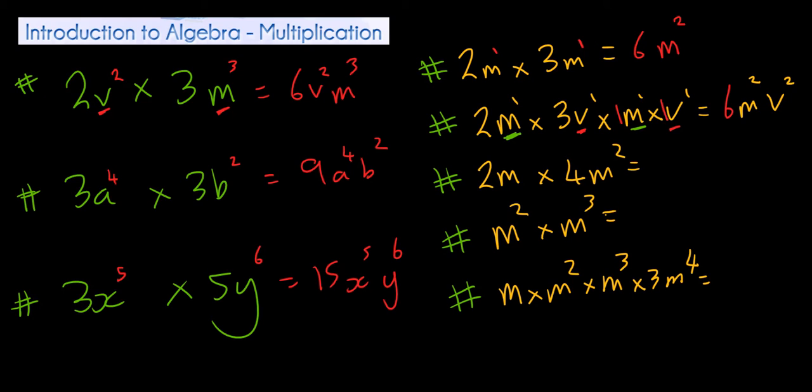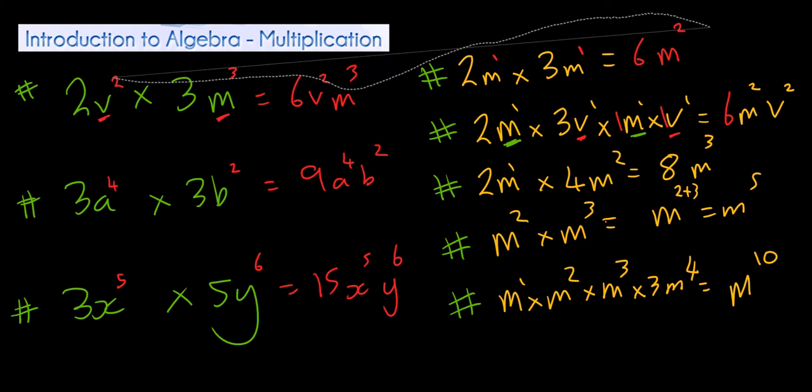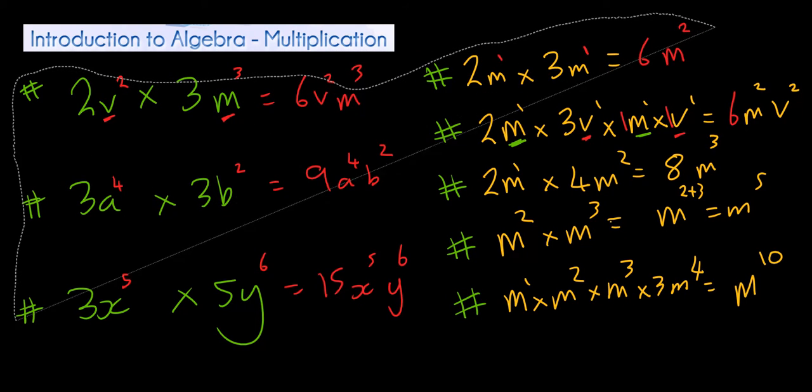So let's do the letters here. We've got 2 4s are 8 m cubed, because we add the powers together. This gives m to the 2 plus 3, which is m to the 5. And this gives m to the 1 plus 2 is 3, plus another 3 is 6, plus a 4 is 10. Okay, so hopefully you are proficient in multiplying terms where we have more than one term.